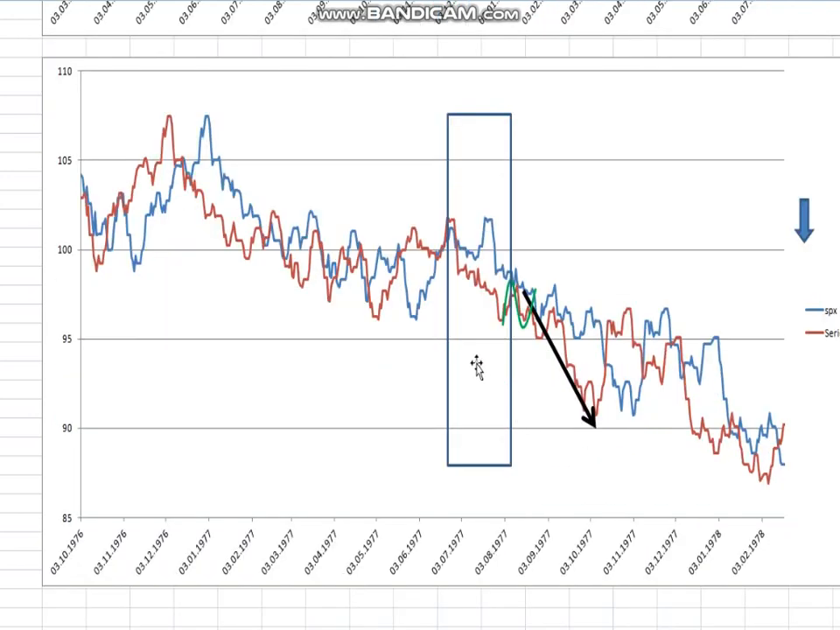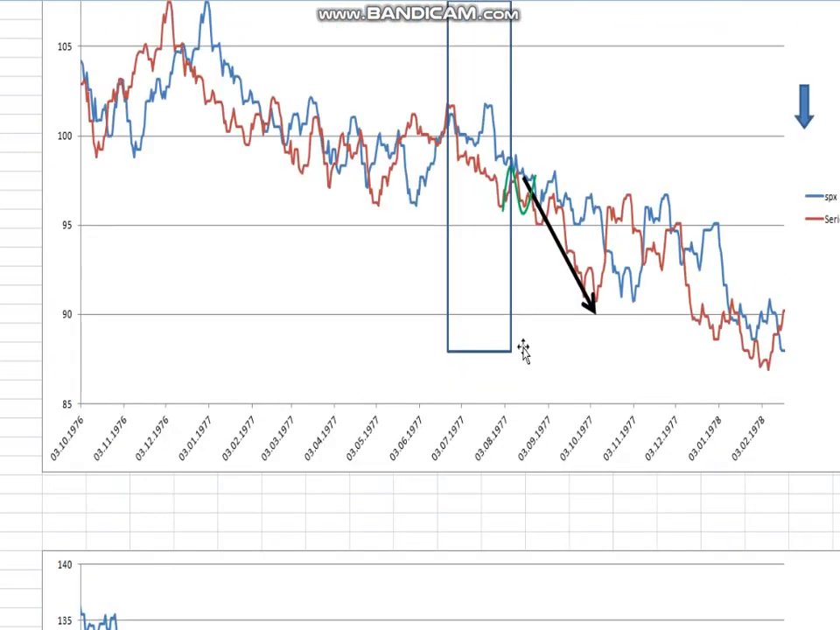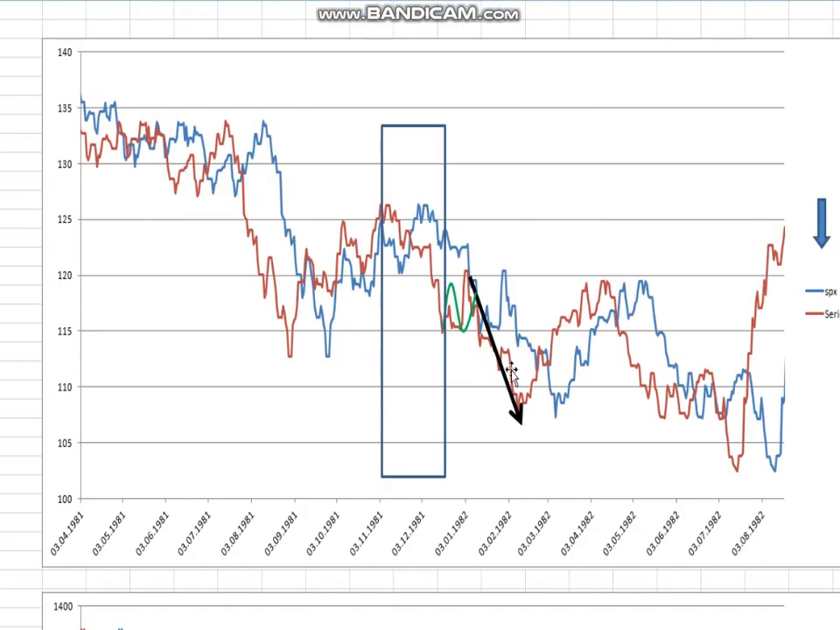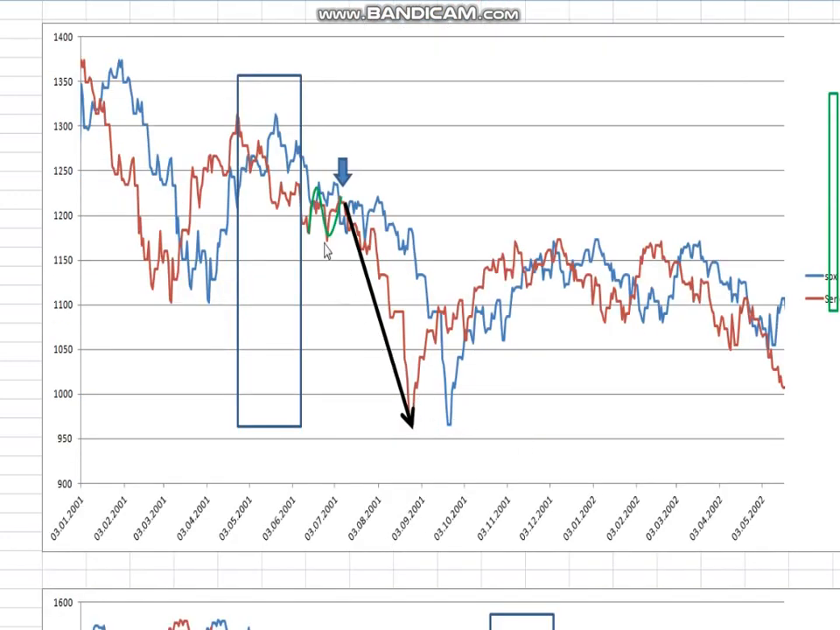So 77, we made a low a bit earlier than the current situation. We made a consolidation pattern and then broke down. Here we did not break above the 4-week offset. 82, we made a low exactly like the current situation. We made a consolidation pattern, did not break the offset, and then we headed down. 2001, made a low like today, made a consolidation pattern like today, just broke above the offset, and then we went down.